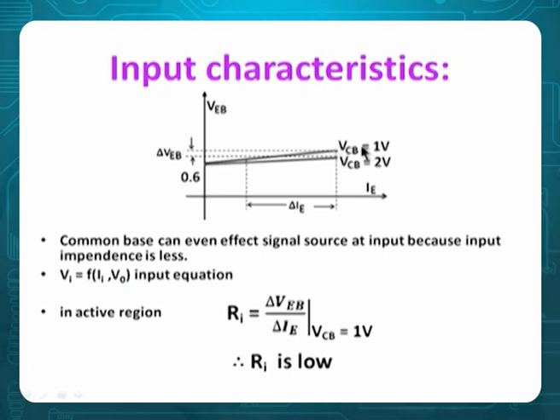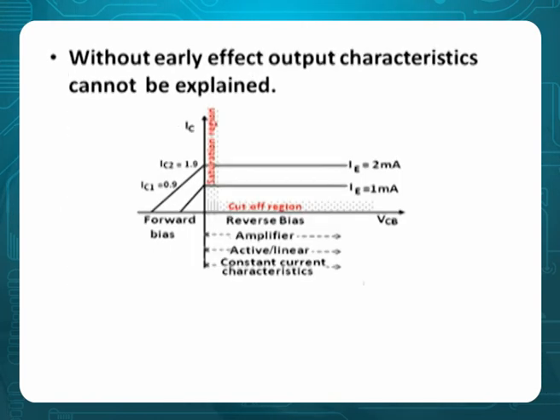As we already said, that is the early effect. As VCB is increasing, input voltage is decreasing. That's a fact. That's why, as VCB is increasing, input voltage is decreasing. That's the first thing we call. Similarly, if you see the output characteristics also, you can understand.